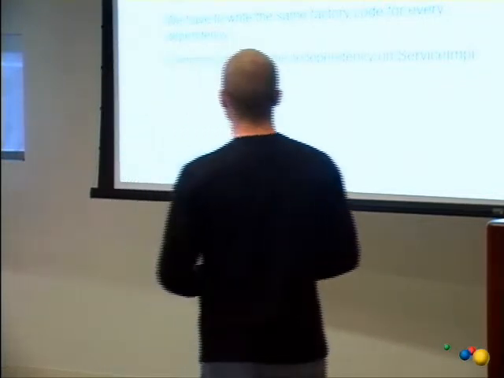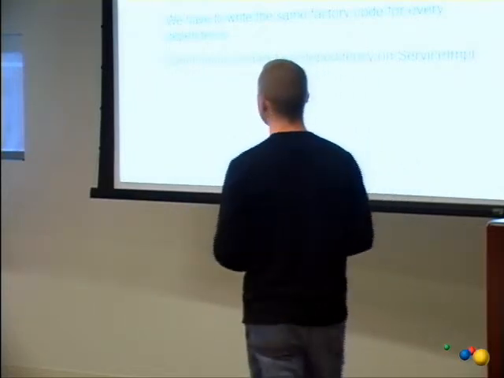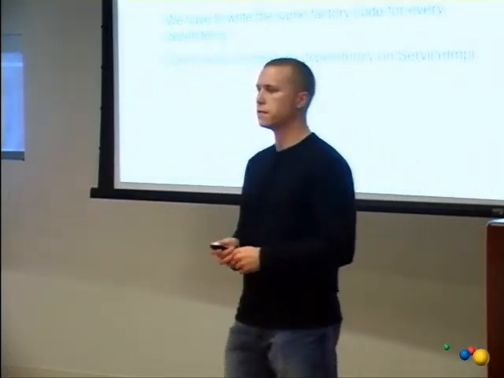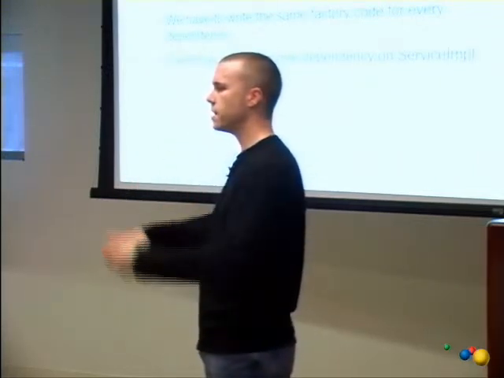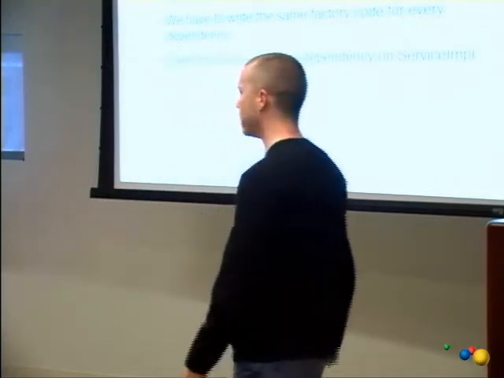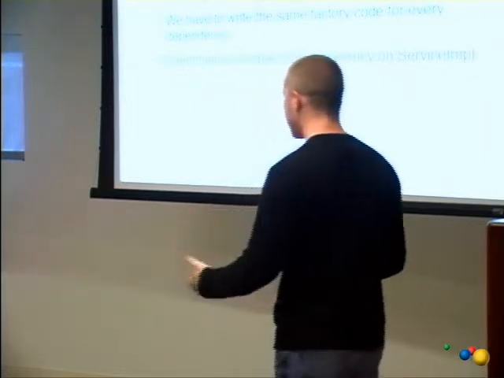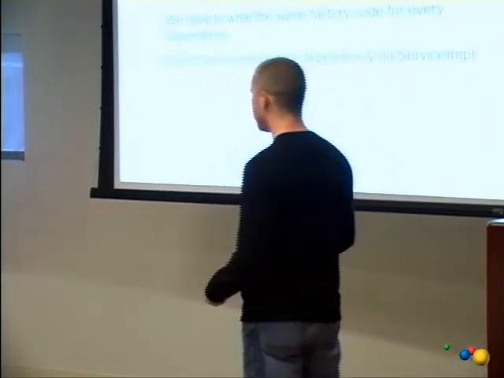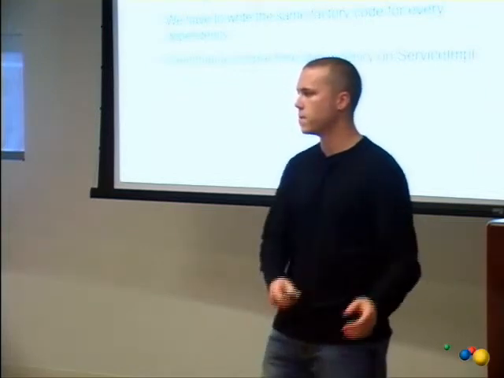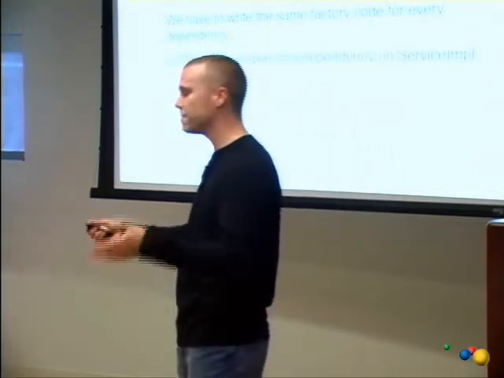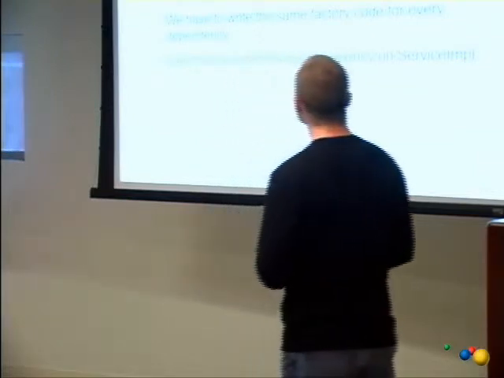I already pointed out that we have to write that same factory code for every dependency, and that's a huge pain. It forces us to make this upfront decision whether we want to be tightly coupled or loosely coupled. And a lot of times, the thing I don't like about that is that we make the decision based on the wrong reasons. We make it based on effort when we should make it based on whether we want this to be tightly coupled or loosely coupled.